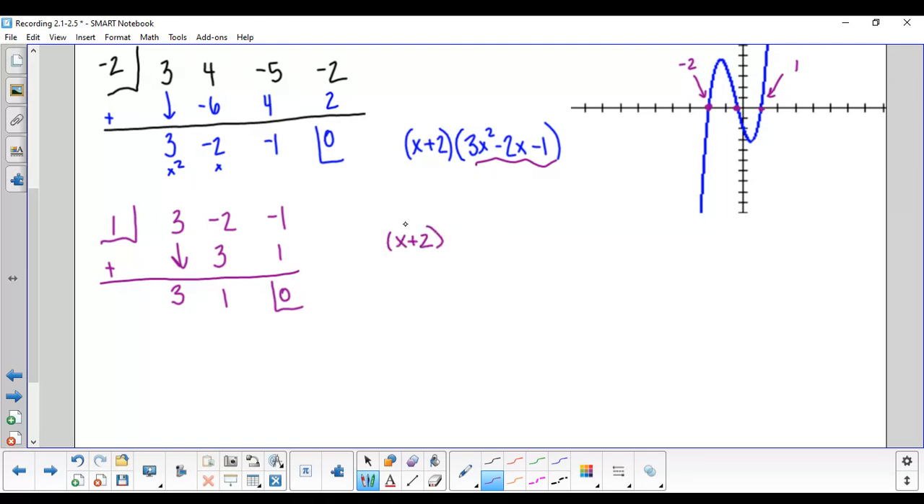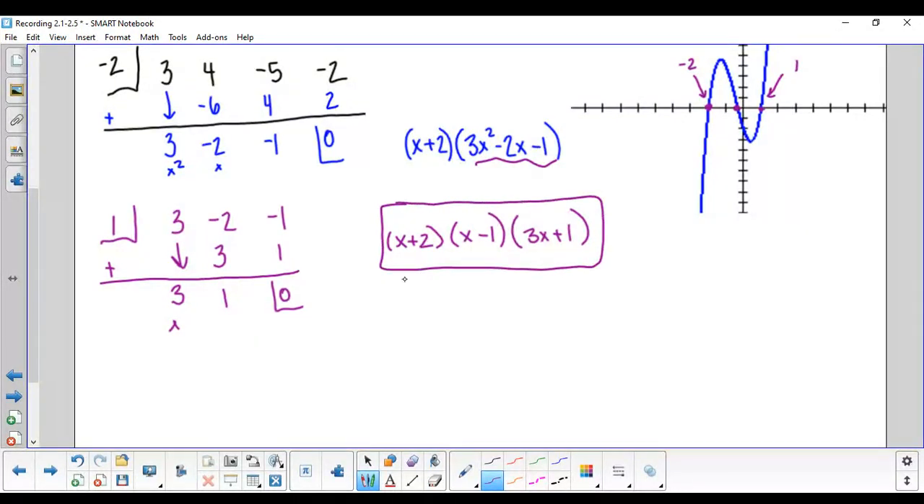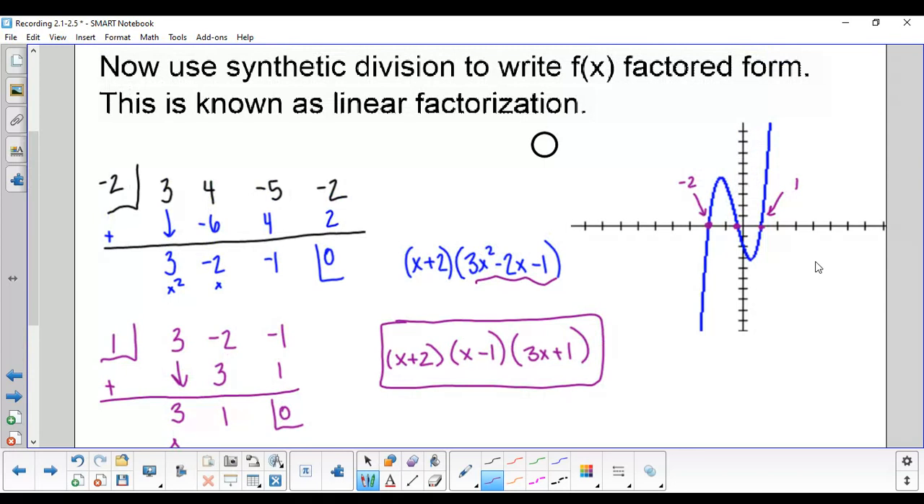Notice I still have my x plus 2 factor, but now I know that x minus 1 is also a factor. And then I can take my last line. I have my constant, and this would be my x term. So I'd have 3x plus 1. I have just factored my initial polynomial completely, and I would be able to analyze it or understand it better. Awesome job. This is known as a linear factorization when we get it into all factors that have an x plus or an x minus, your different terms.